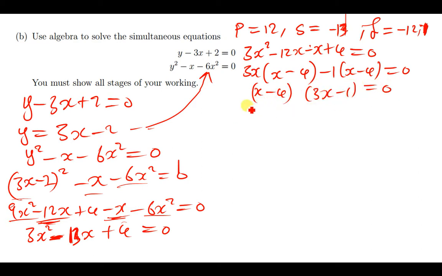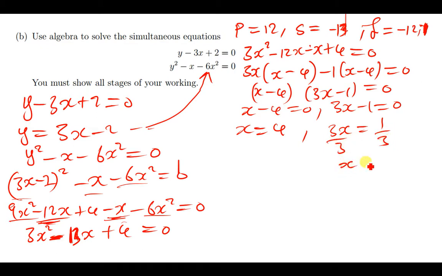So the values of x that we have, we find them by equating x minus 4 to 0 and 3x minus 1 to 0. So the first value of x, when this 4 crosses the equal sign, you get positive 4. Then the second value of x, you get 3x is equal to 1, divide both sides by 3. The value of x is 1 over 3. So this is not the end of the question. We need to find the values of y.